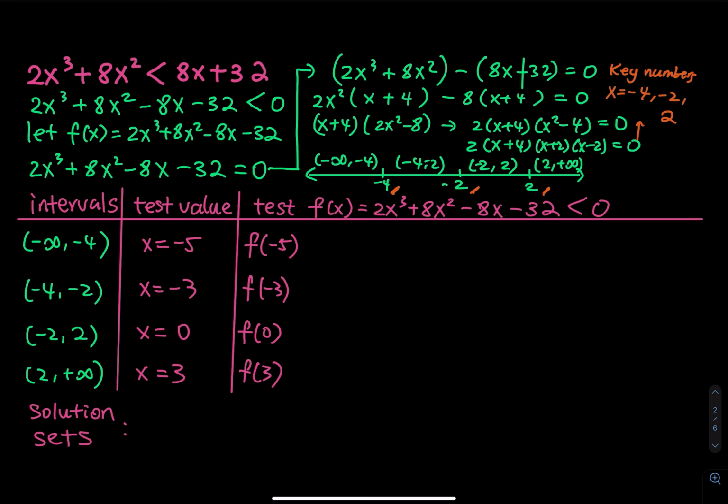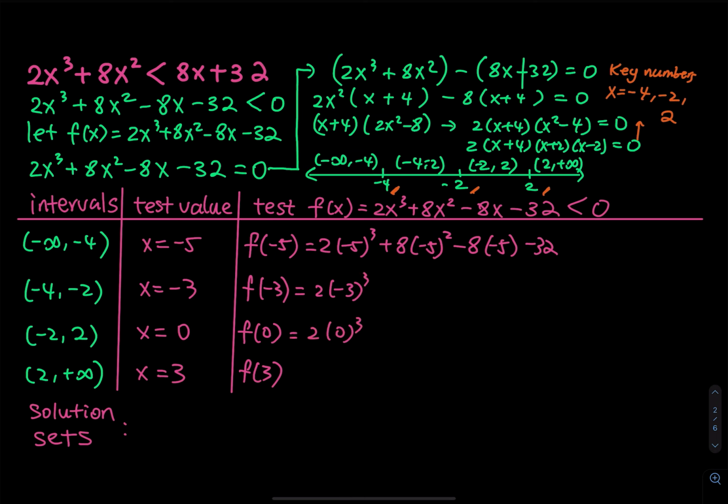And then you have to see which one is less than 0. So for that one, you have 2 times negative 5 to the third power, plus 8 times negative 5 to the second power, minus 8 times negative 5, minus 32. This is 2 times negative 3 to the third. Let's just write this first.